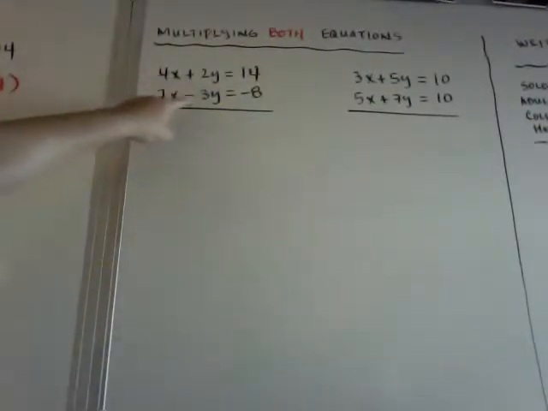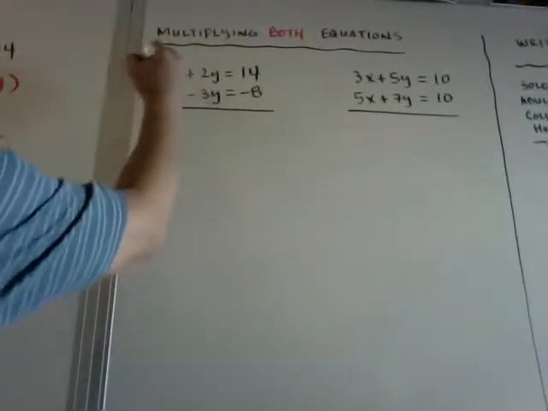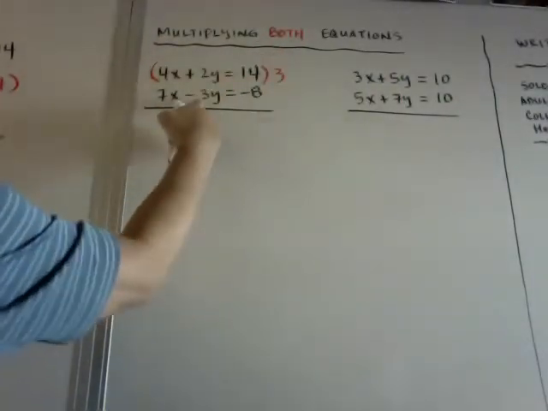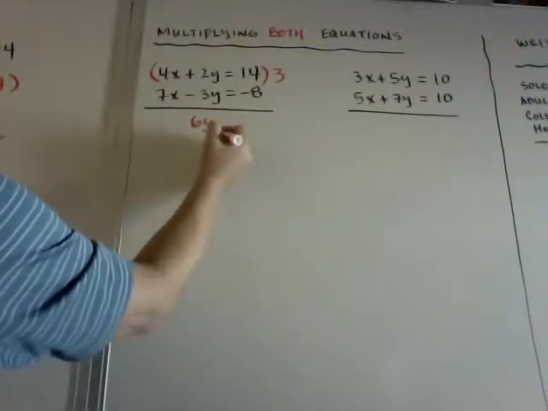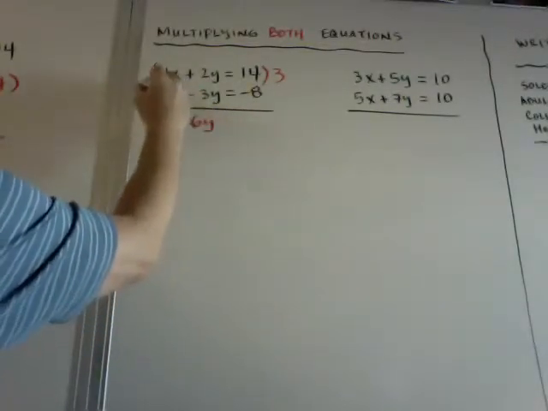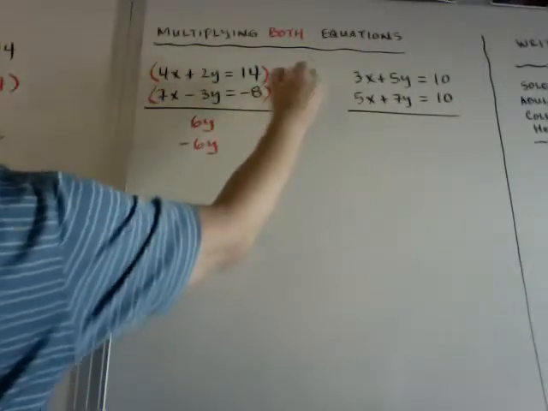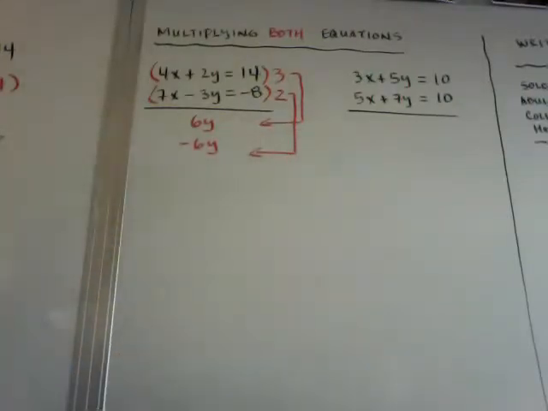Because I have a plus and a minus and I have small numbers, I'm going to go after my y's. Okay. So if I do that, I need to multiply this one by a 3 to get 6y, because I want this one to be 6y. And then I want this one to be a negative 6y. So I'm going to multiply this one by a 2, so I get a negative 6y. So this one is going to go here, and this one is going to go here.